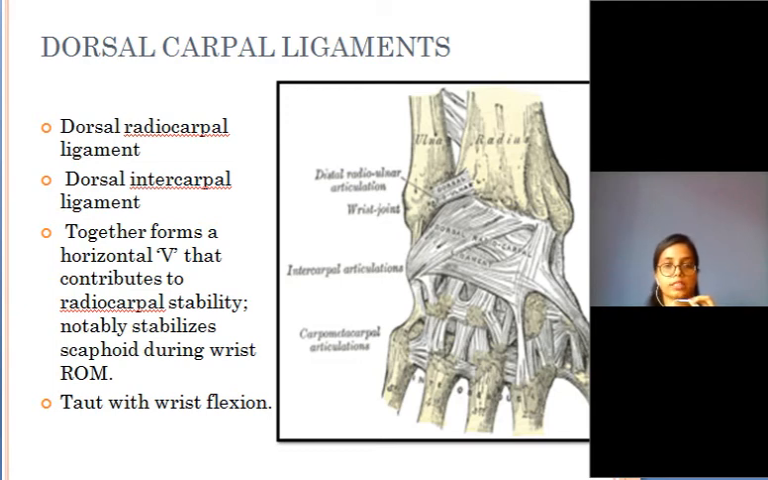Now we have the dorsal ligaments. The dorsal ligaments are of two sets: dorsal radiocarpal ligaments, connecting the radius and the carpal bones. You can see here this is the ligament. And the dorsal intercarpal, connecting the carpals. You can see here this intercarpal ligament; together they form a V shape, and they are taut in wrist flexion.